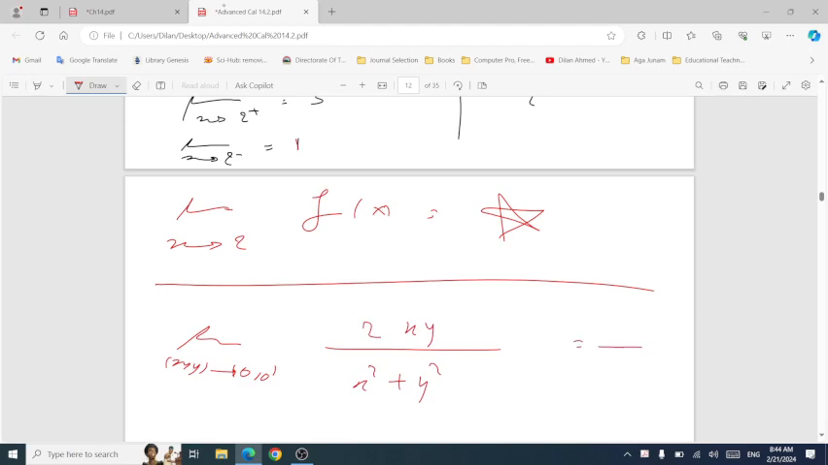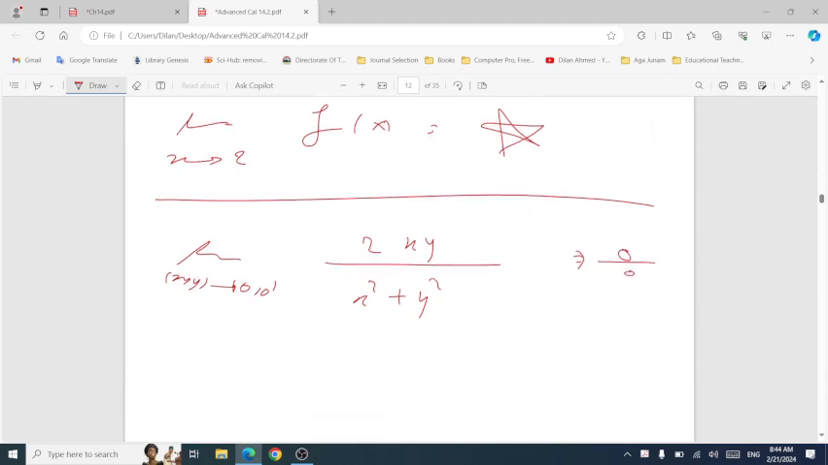Does that limit exist or not? Is there any way to make a difference, conjugate, simplify, factor? Is there any way? No way. So how do we solve it? I say use the two-path test, as in the exercise during the exam. Path A: let y be mx. M is a constant.